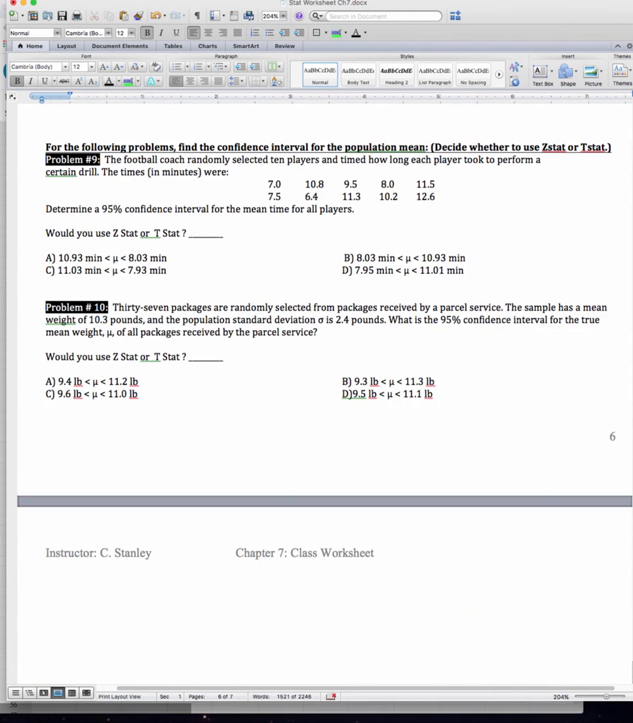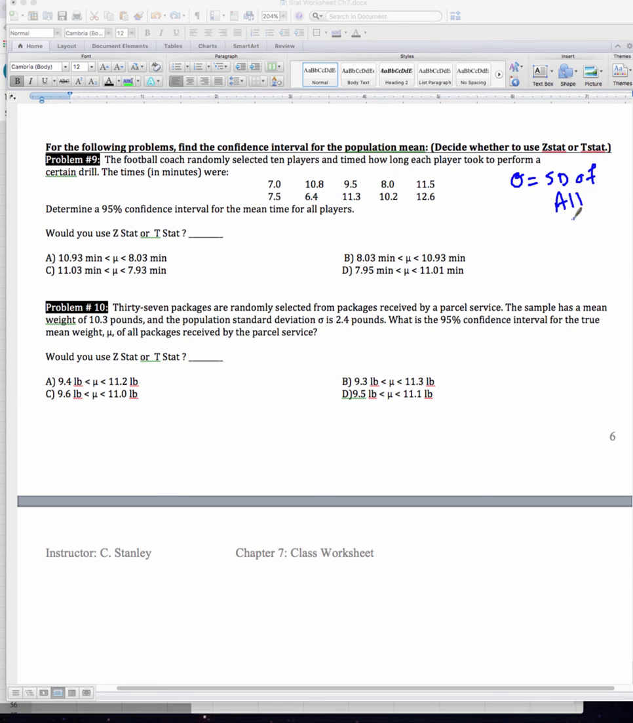Okay, for the following problems, find the confidence interval for the population mean. Decide whether it's a z-stat or a t-stat. Okay. A football coach randomly selects 10 players. What you need to ask yourself is, do they give you sigma anywhere? That's it. It's the standard deviation of all players. I don't see it anywhere. So in this case, it's going to be a t-stat.